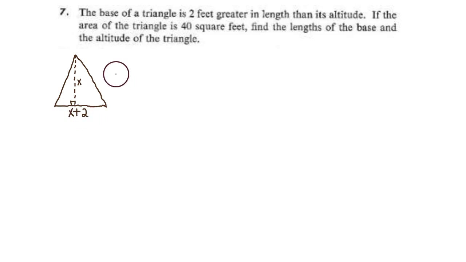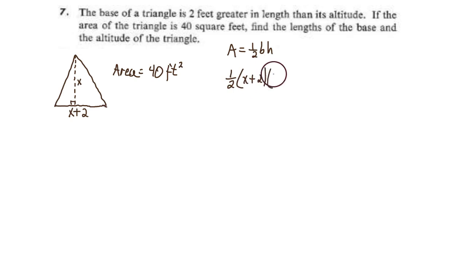The other thing we're told is that the area of the triangle is 40 square feet. We need the formula for area of a triangle. Area equals 1/2 base times height. Let's make our substitutions. For the base, fill in x plus 2. For the height, also called altitude, fill in x. And that's equal to the area, 40. Now simplify the left side. 1/2 times x is 1/2 x squared. And 1/2 times 2 times x is positive 1x.